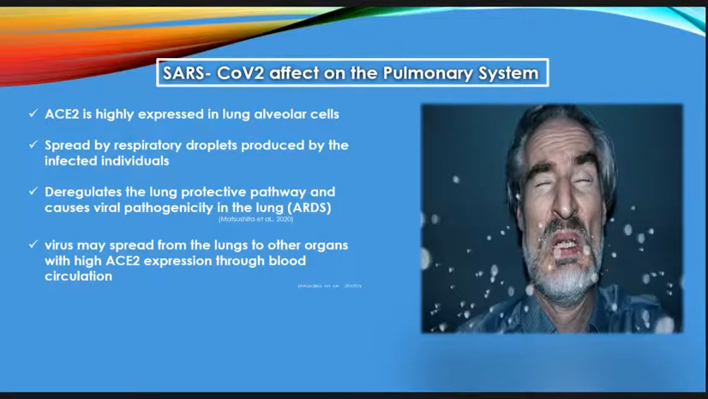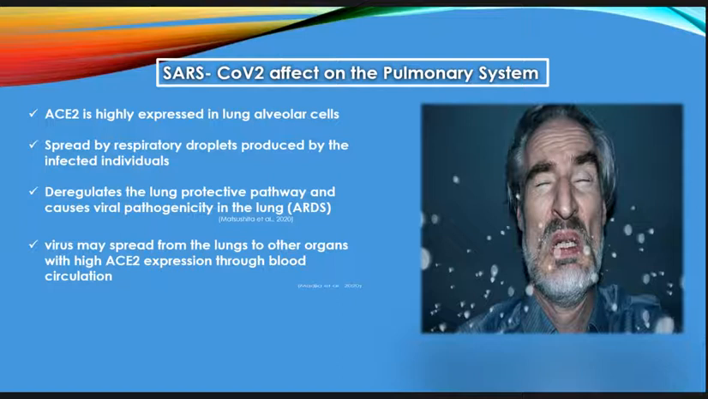The SARS-CoV-2 effect on the pulmonary system. The ACE2 is highly expressed in lung alveolar cells. It's spread by respiratory droplets produced by infected individuals. It deregulates the lung protective pathway, which is the surfactant on the lung, and stops that from helping you protect the lung alveolar cells. It causes viral pathogenicity in the lung, which would cause ARDS, or acute respiratory distress syndrome.